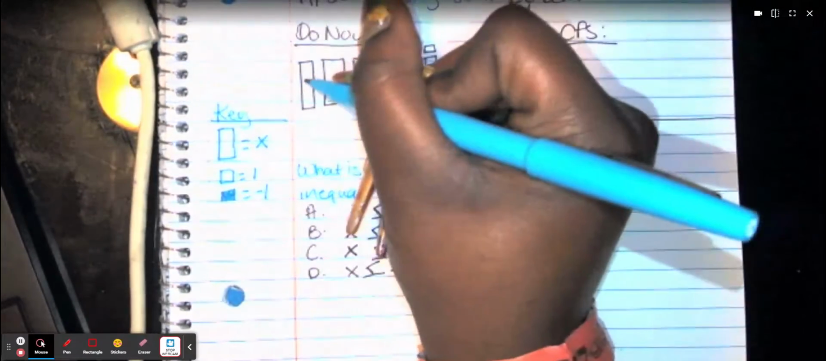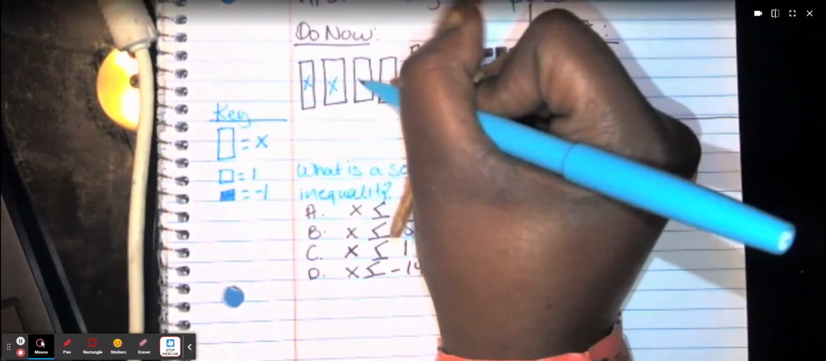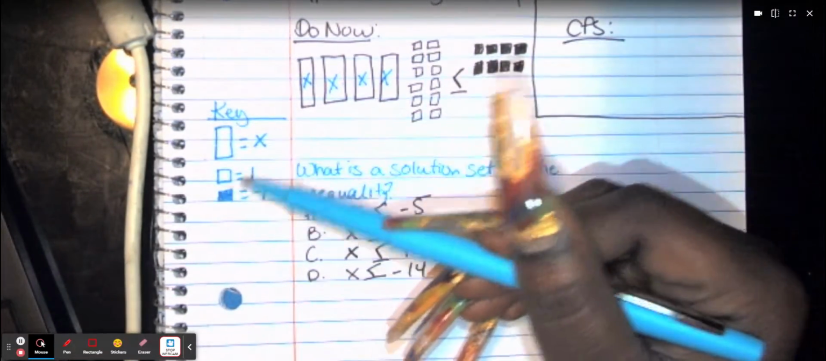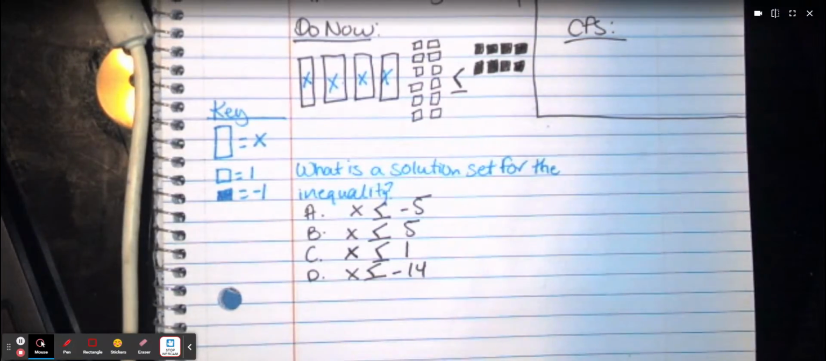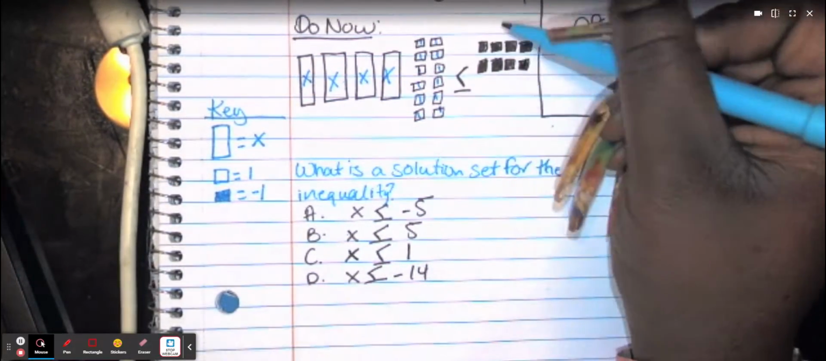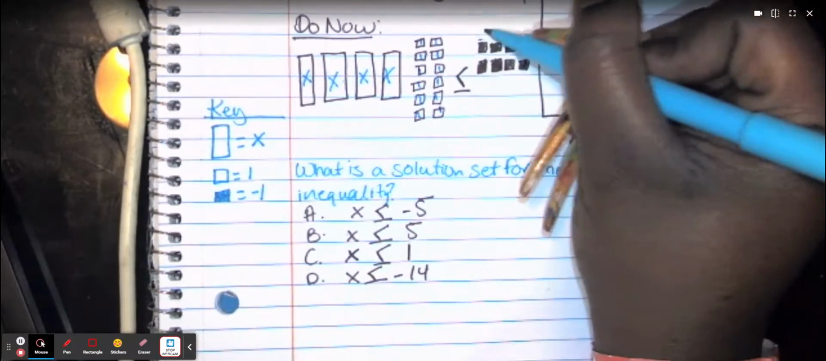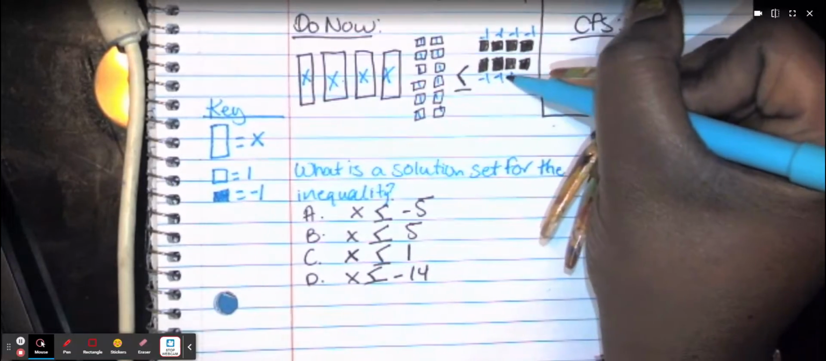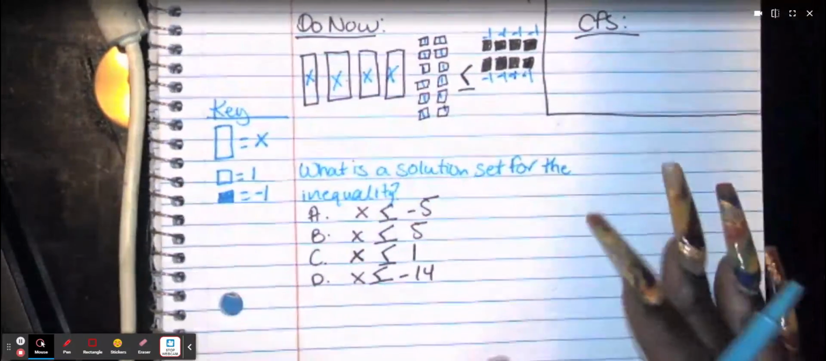So here, the key says that all of the rectangles are x's. So I'm going to go ahead and draw x in each one of these. These open squares without a filler are one. So that's 12 of those. And then here, the shaded in blocks are negative ones. So here, I'm going to just write everything out because I need to be a visual learner and see what I'm working with.